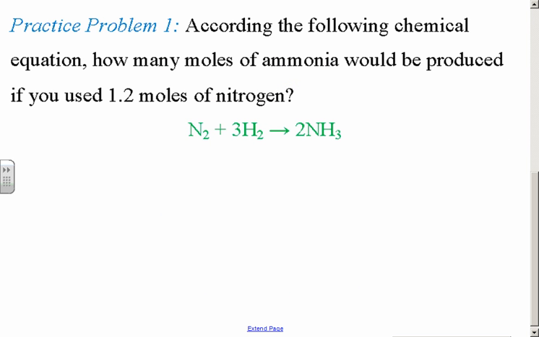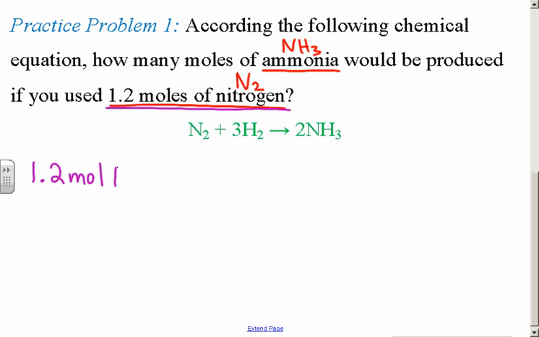According to the following chemical equation, how many moles of ammonia, our NH3, would be produced if you used 1.2 moles of nitrogen? Nitrogen is the N2. In order to solve this problem, I'm going to start with the number I was given. So the number that I was given here was 1.2 moles of nitrogen. So I'm going to start by writing down 1.2 moles, and I'm going to include the label of N2. It's helpful to label the chemical. To do your math now, you can show this a couple ways. I usually show this with times in a line.